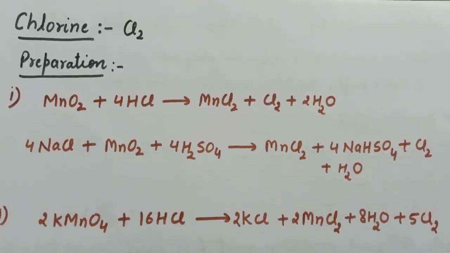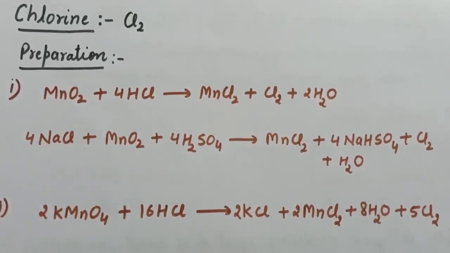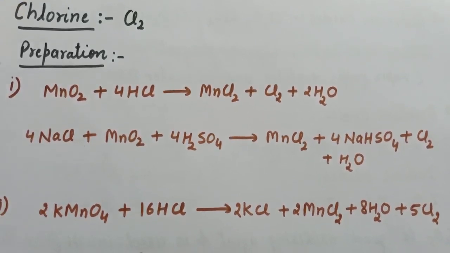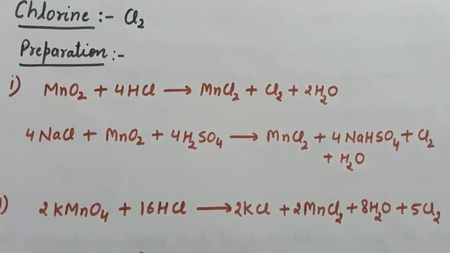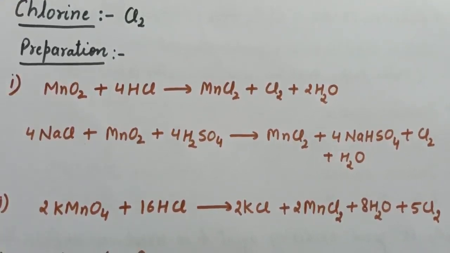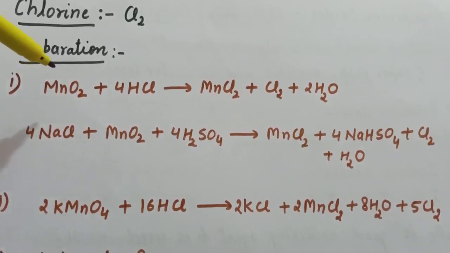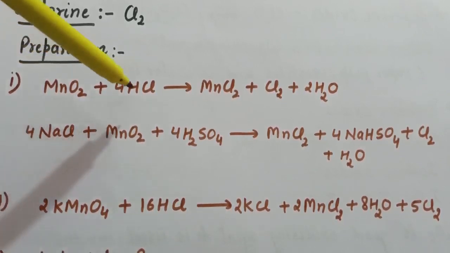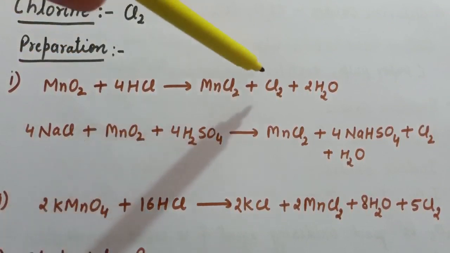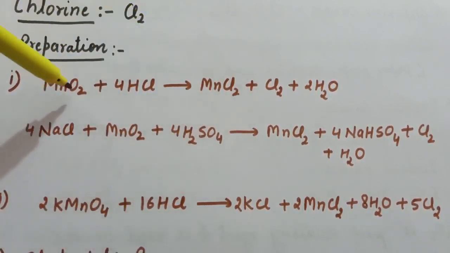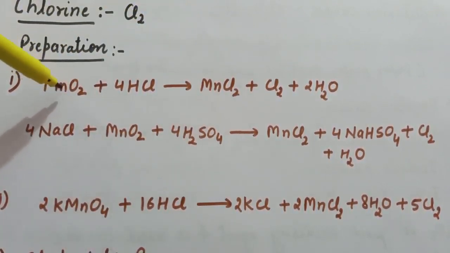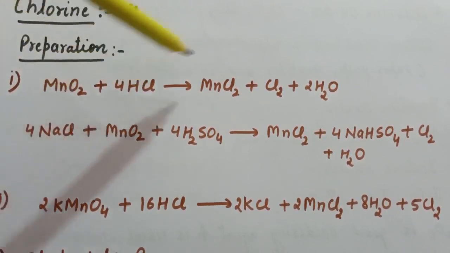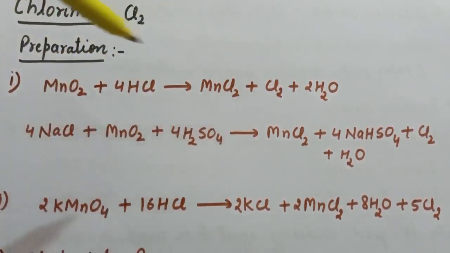So first we start with chlorine. Now first is preparation of chlorine. It can be prepared by many methods. First is by heating manganese dioxide with concentrated hydrochloric acid, chlorine is obtained. This is manganese dioxide. So when we treat manganese dioxide with hydrochloric acid, here we are getting chlorine.